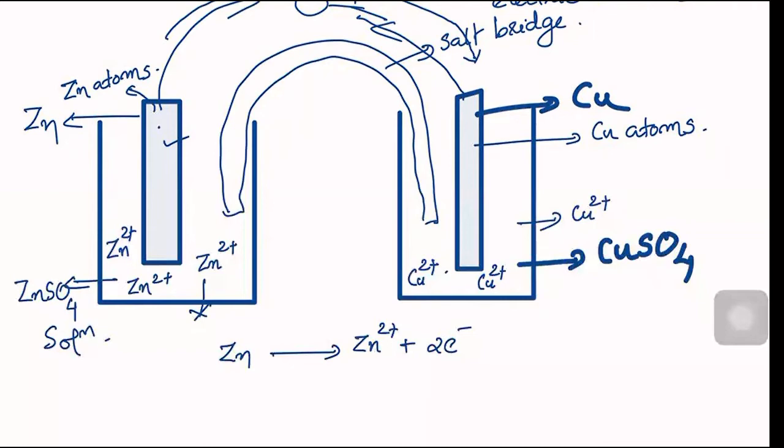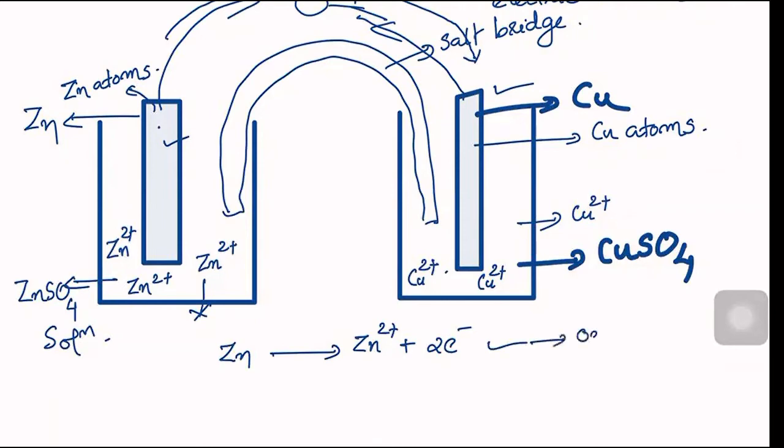Now you can ask a question. Why zinc released electrons? Why copper didn't release electrons? We will come to that point a little bit later. So here we found that zinc is releasing electrons. And after release of electrons, those electrons will move through the external circuit to the copper. Zinc donated the electron. Zinc undergoes release of electrons.